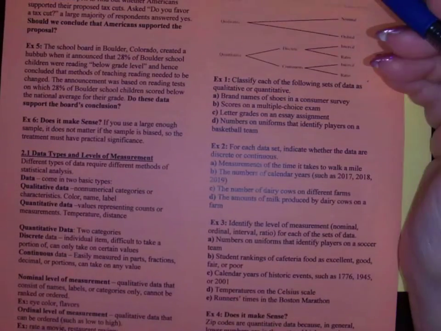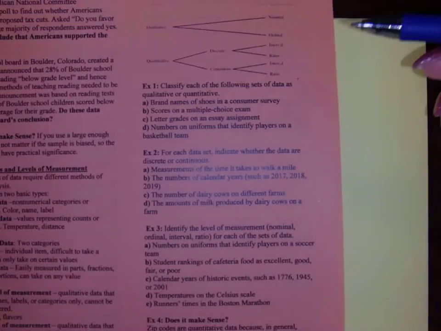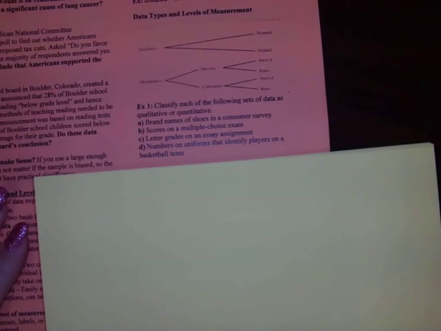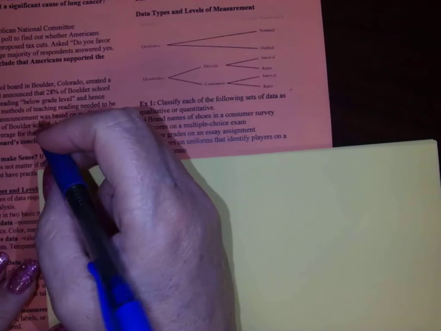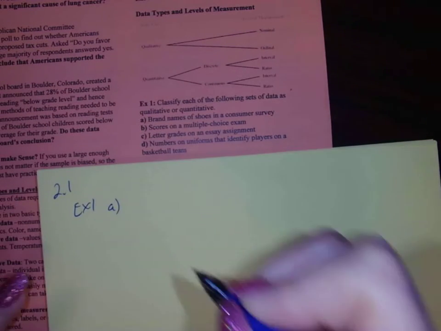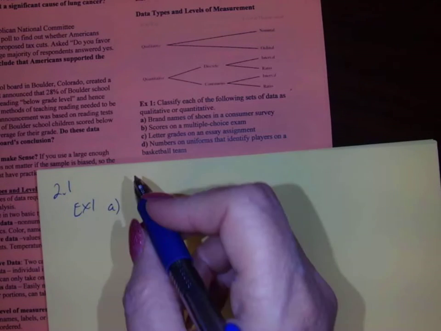All right, so number 1, we're going to classify each of the following sets of data as qualitative or quantitative, and then we'll move forward from there. This is section 2.1, Example 1, part A. We've got brand names of shoes in a consumer survey. Brand names are going to be a category, right? So they're like a nominal type of deal. They're going to be qualitative.